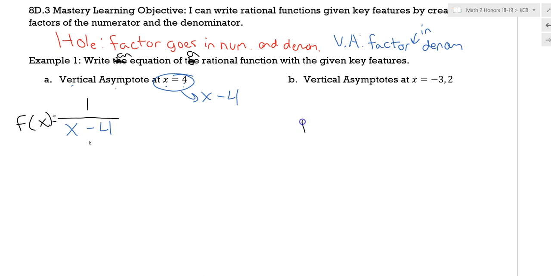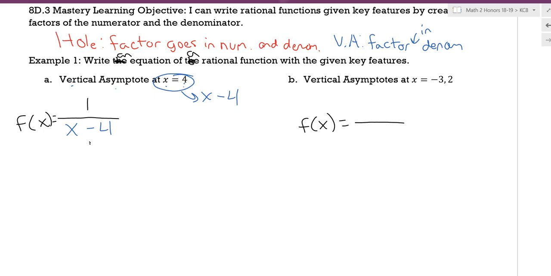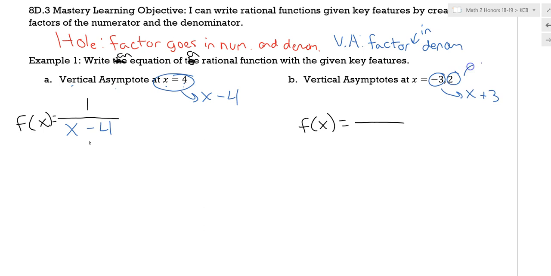Alright, looking at b. F of x equals. So I have x equals negative 3 and x equals 2. So if x equals negative 3, that's x plus 3. If x equals 2, that's x minus 2. Right? So these are both vertical asymptotes. So x plus 3 goes here, and x minus 2 goes here. Again, I'm going to put that over 1. And then I'm going to make it look nice.